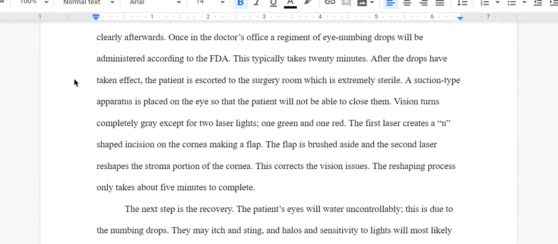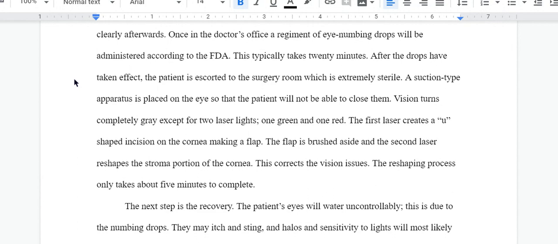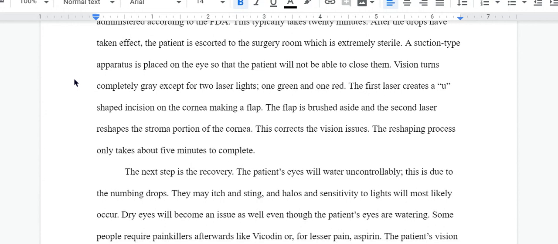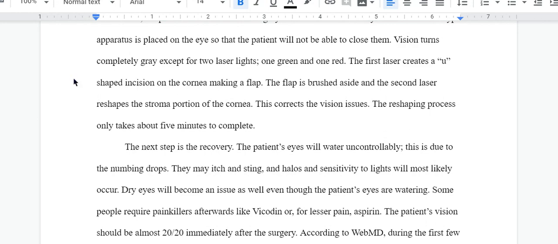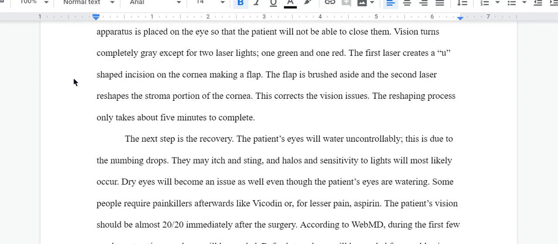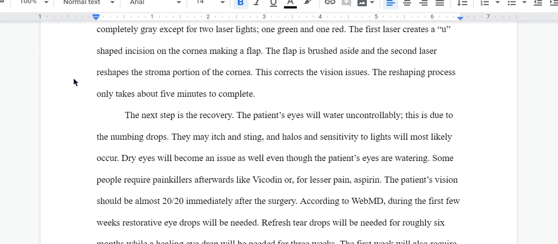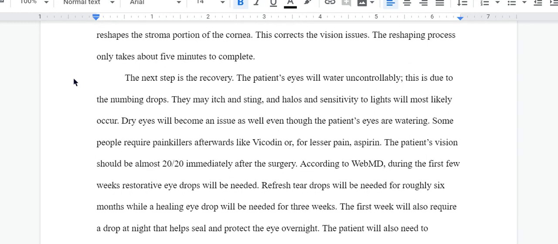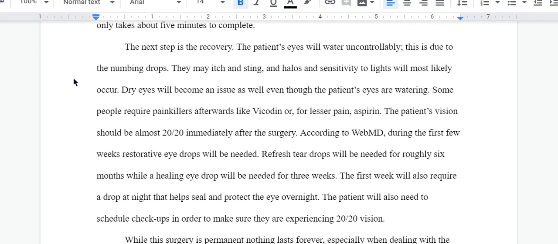After the drop has taken effect, the patient is escorted to the surgery room, which is extremely sterile. The suction type apparatus is placed on the eye so that the patient will not be able to close them. Vision turns completely gray except for two laser lights, one green and one red. The first laser creates a U-shaped incision on the cornea, making a flap. The flap is brushed aside, and the second laser reshapes the stroma portion of the cornea. This corrects the vision issues. The reshaping process only takes about 5 minutes to complete.